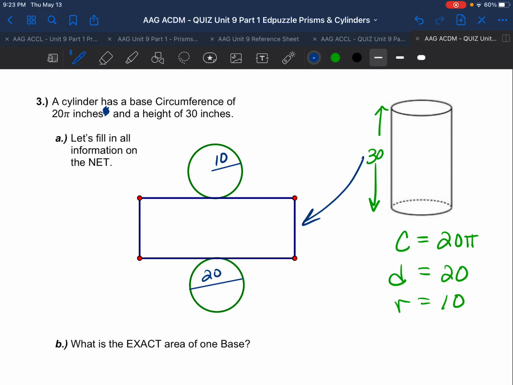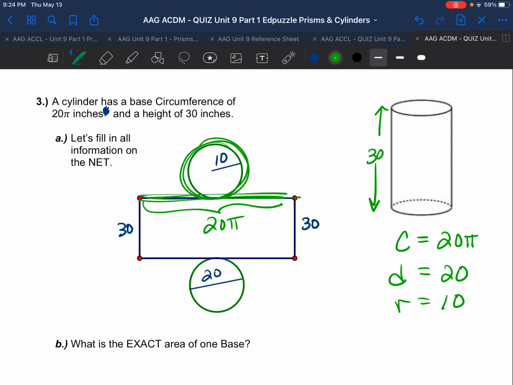I'm also going to take the height, 30, and put that next to each of these sides. So that leaves us with a really important question here. We talked about this in the last class. What is the length of the rectangle? If you remember correctly, the length of this rectangle is going to be the circumference. So that's going to be 20 pi inches. Remember, the top of this rectangle was once wrapped around the circumference of the circle.